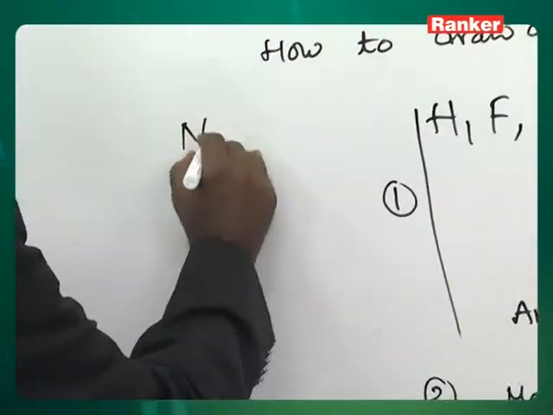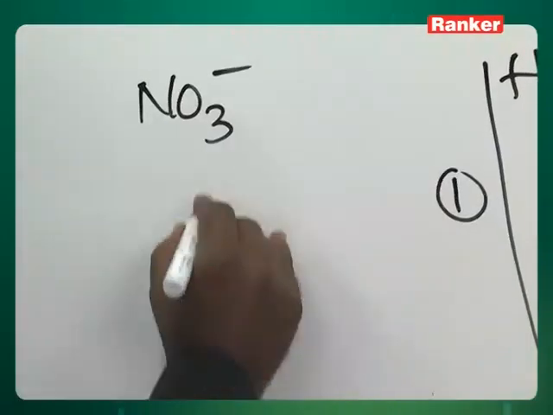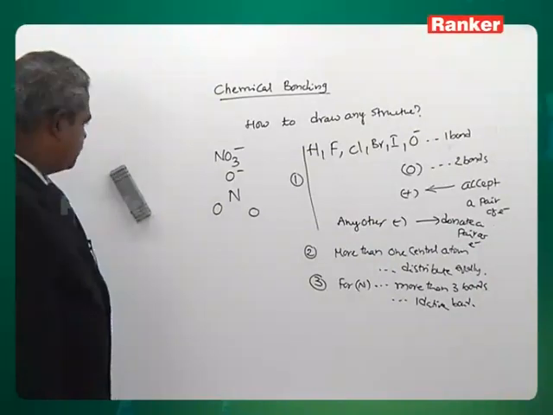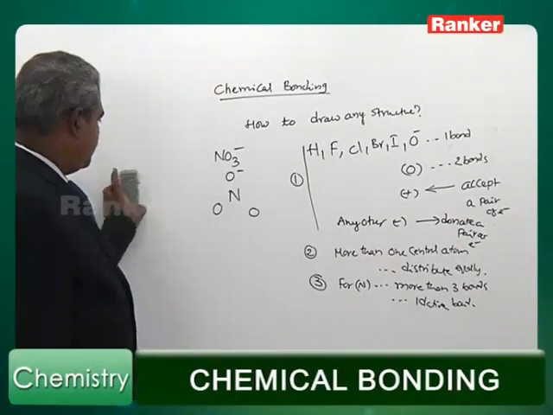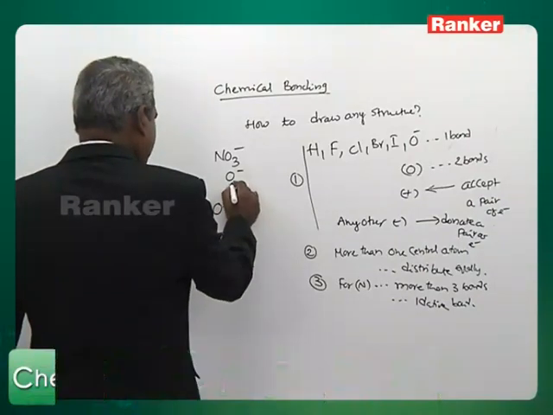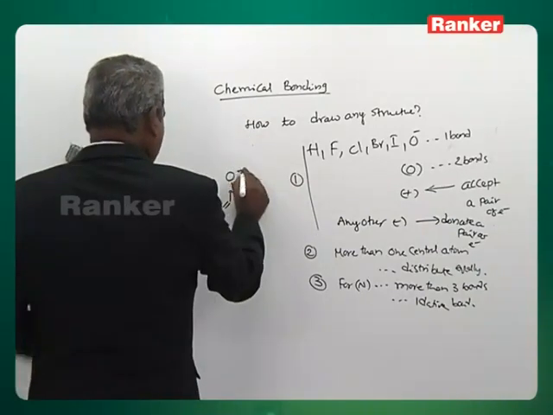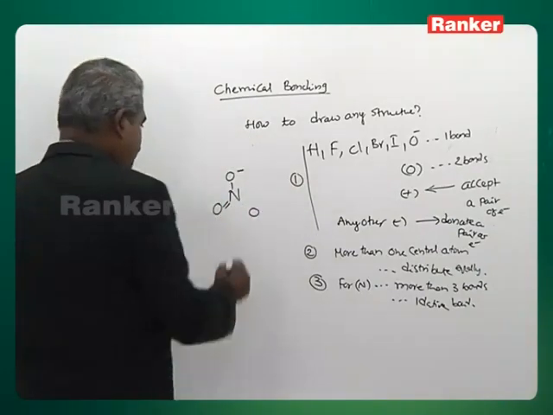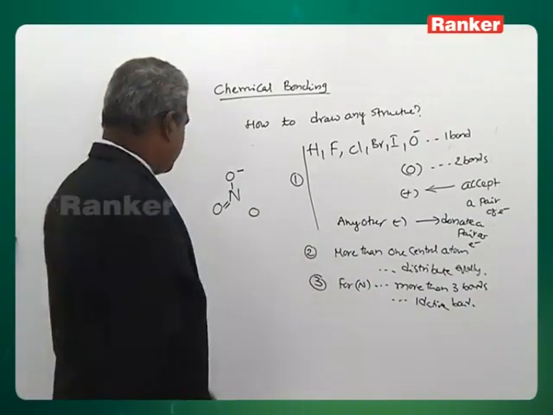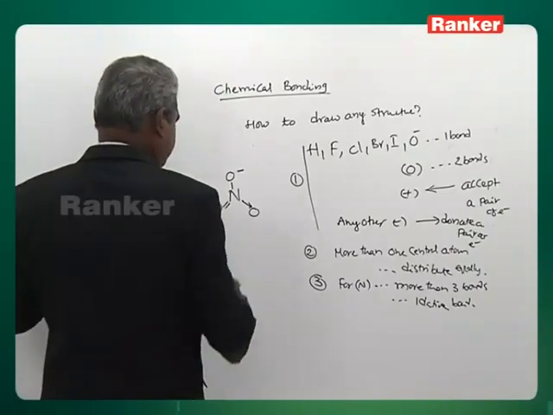NO3 minus. One nitrogen, 3 oxygens, one of them is a minus. Oxygen forms 2 bonds, O minus forms 1 bond, and therefore, what is the nitrogen? The quota of 3 bonds is over. Therefore, this must be a dative bond, coordinate covalent bond, like this.